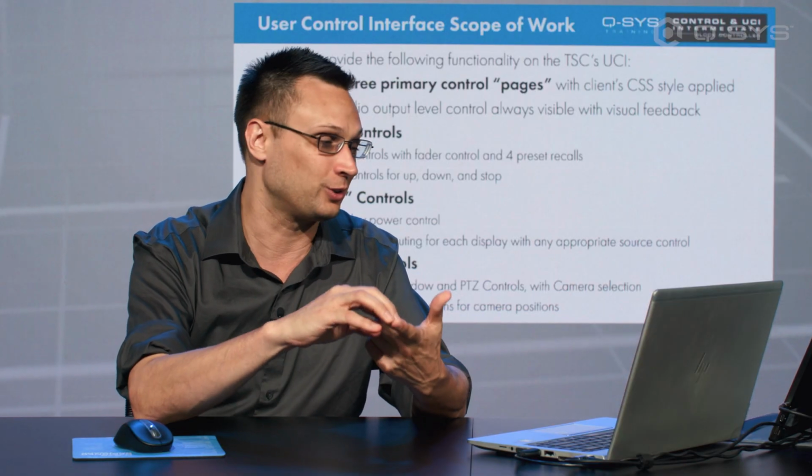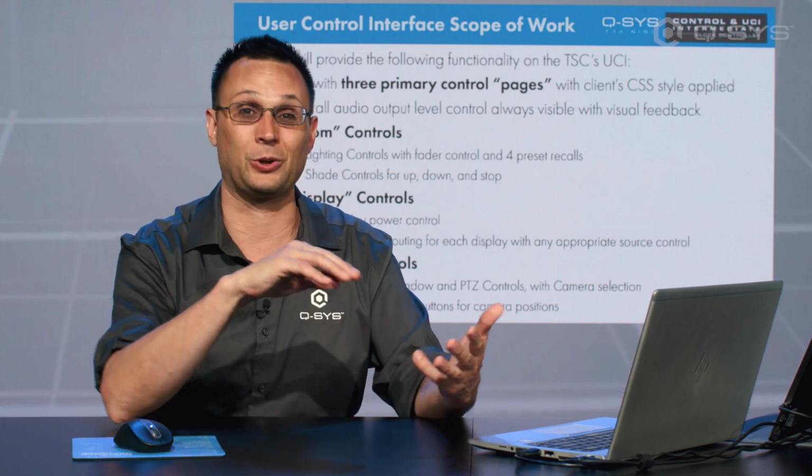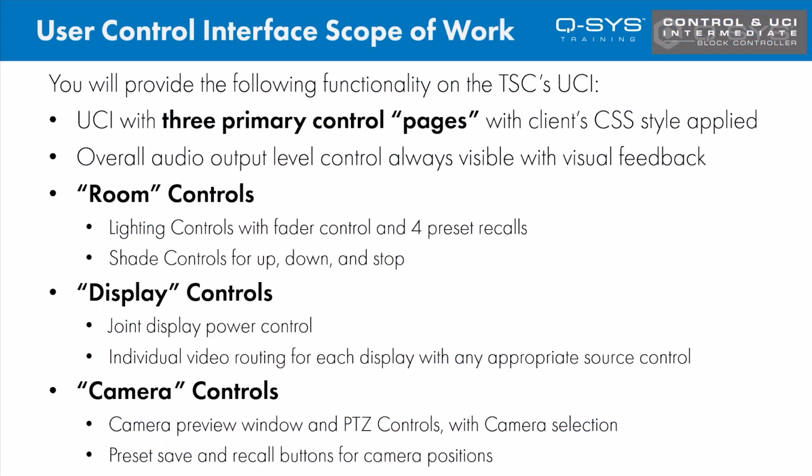We have 3 pages for controls. The room controls. The room controls is going to control the lighting. We'll have a manual fader that you can change the lights yourself, or 4 preset recalls, so all the way on, all the way off, dark and dim, something like that. We also control the shades. We want to be able to raise the shades, lower the shades, or stop the shades if they're in middle movements.